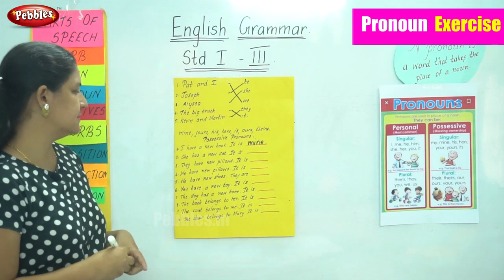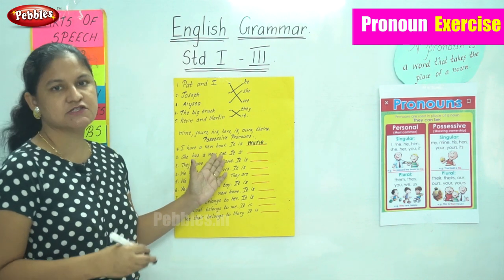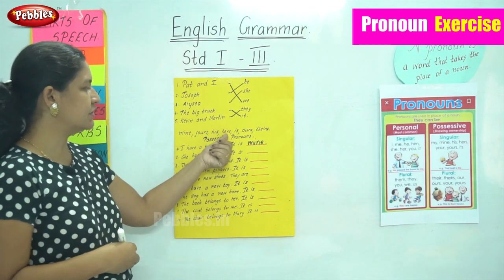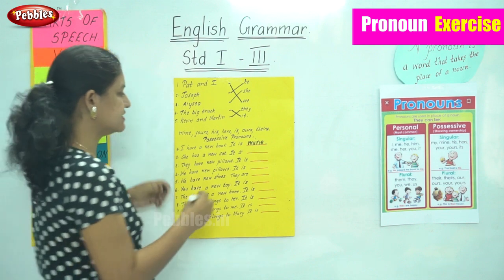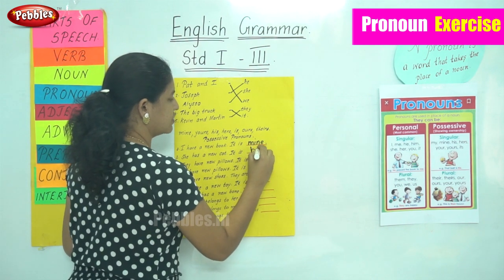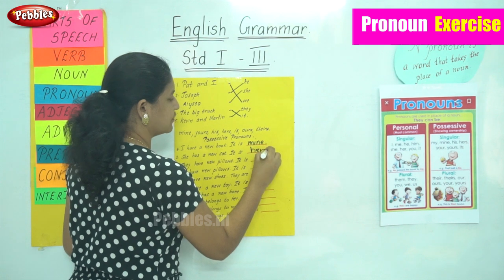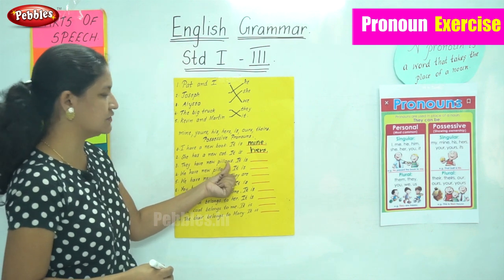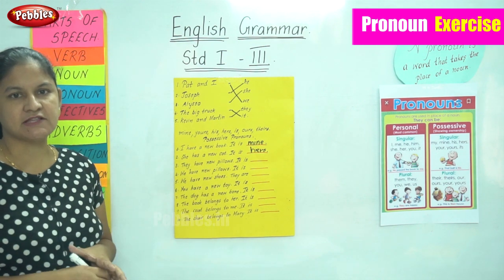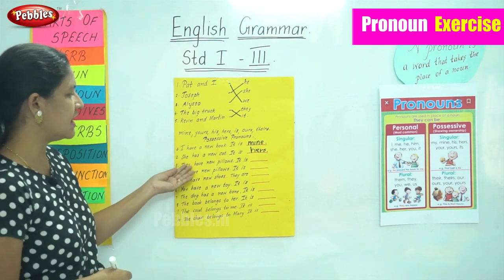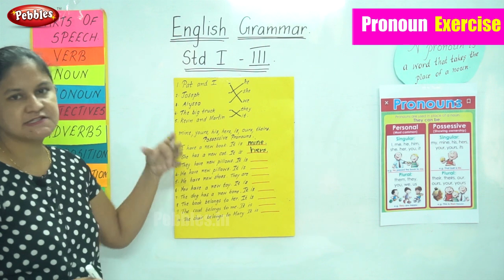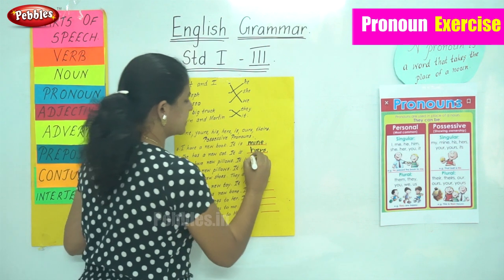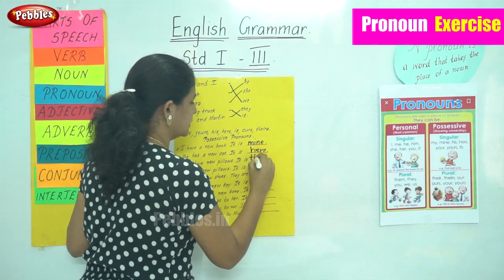In the next sentence, she has a new cat. So we are talking about the next person. She has a new cat. It is hers. So the cat belongs to her. We write the word hers. In the next sentence, they have new pillows. We are talking about some other people. Possessive pronouns. It is theirs. We are talking about possessive plural pronouns. So I use the word theirs.